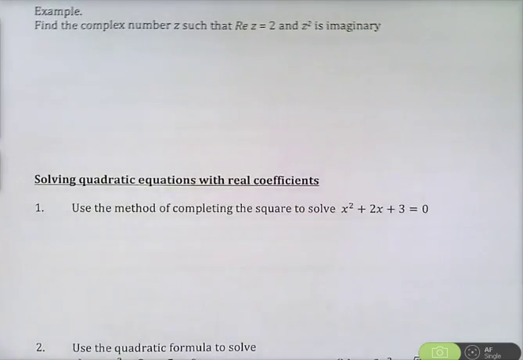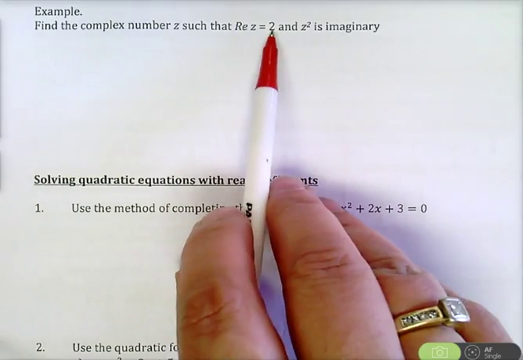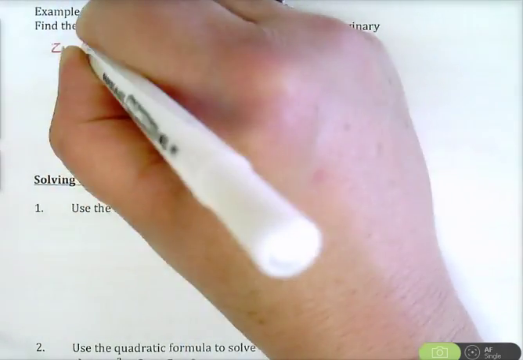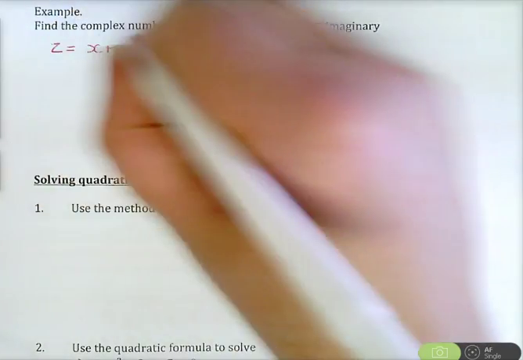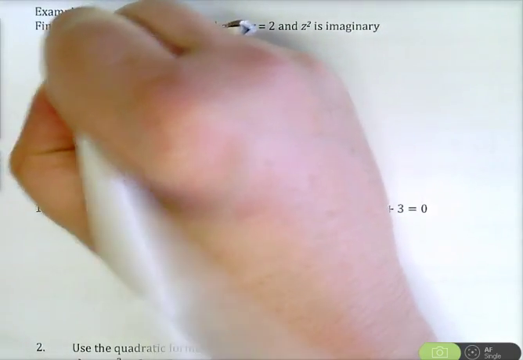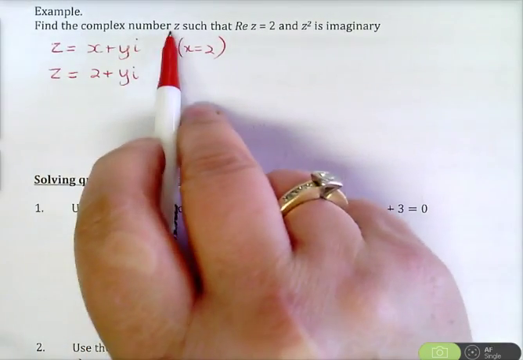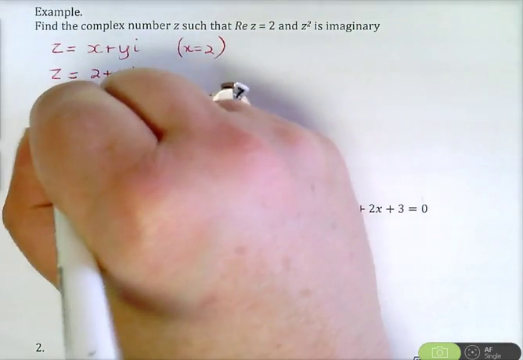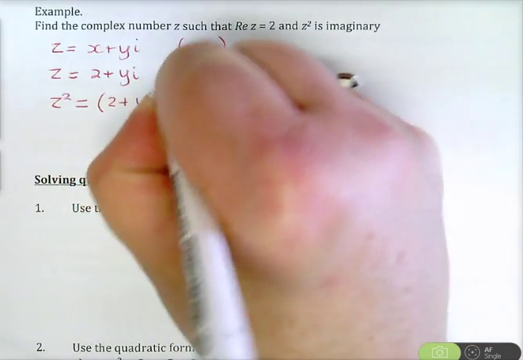Okay, page 10. So find the complex number z such that the real part of z equals 2 and z squared is imaginary. Now we know that z equals x plus yi. Now if the real part of z is 2, that means that x is 2. So therefore my complex number is z equals 2 plus yi. So find the complex number z such that the real part of z is 2, which I've done, and z squared is imaginary. Well, I need to come up with an expression for z squared. Now z squared will be 2 plus yi all squared.